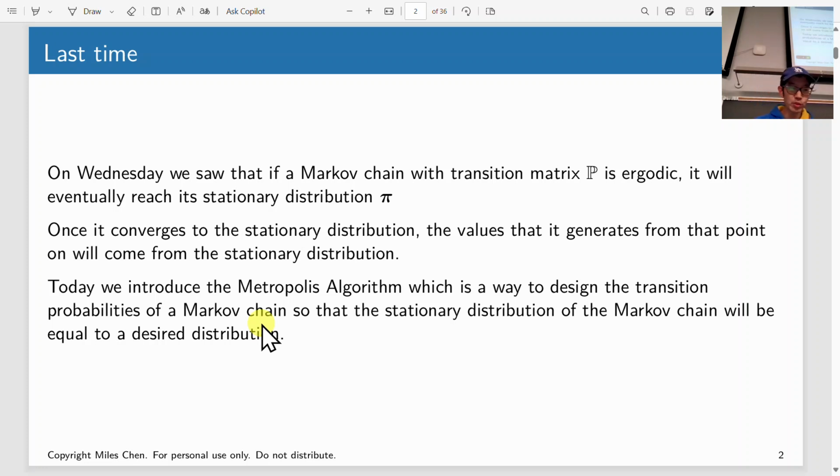And so what we want to do is say, okay, if we can get our Markov chain to this stationary distribution, can we design our Markov chain so that the stationary distribution is the target distribution? That's what we want. We want a Markov chain so that the stationary distribution we're going to eventually reach is the target distribution that we want to generate values from. And the Metropolis algorithm is basically the recipe for designing transition probabilities of a Markov chain so that the stationary distribution of the Markov chain will be equal to your desired distribution.